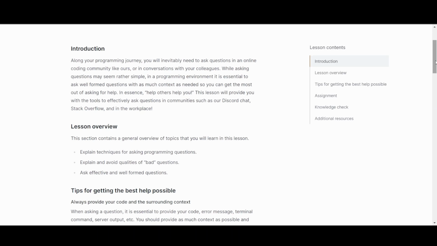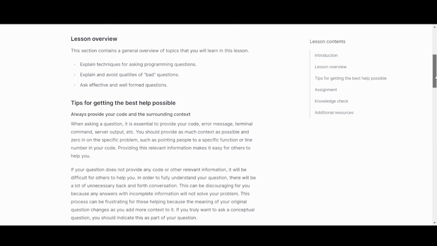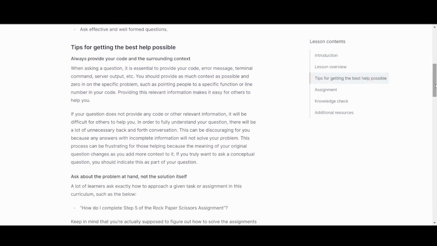Lesson Overview. This section contains a general overview of topics that you will learn in this lesson. Explain techniques for asking programming questions. Explain and avoid qualities of bad questions. Ask effective and well-formed questions. Tips for getting the best help possible.